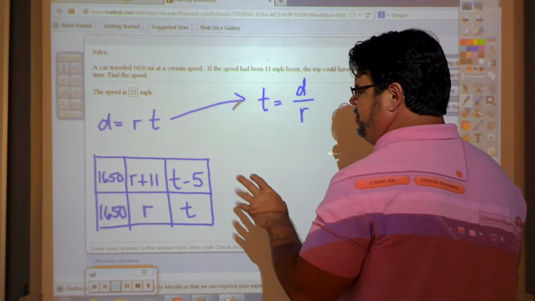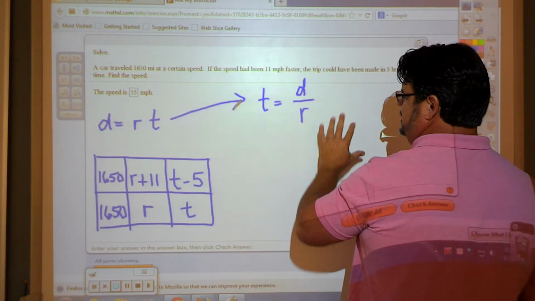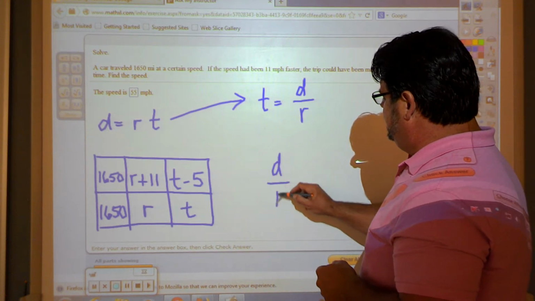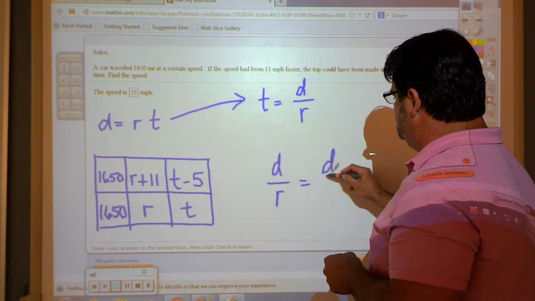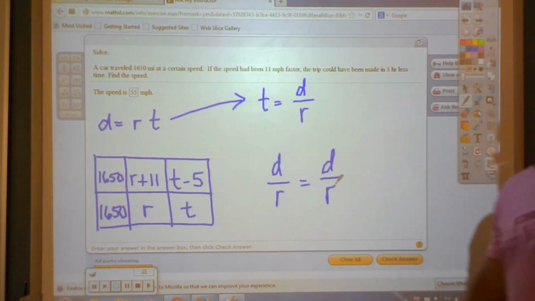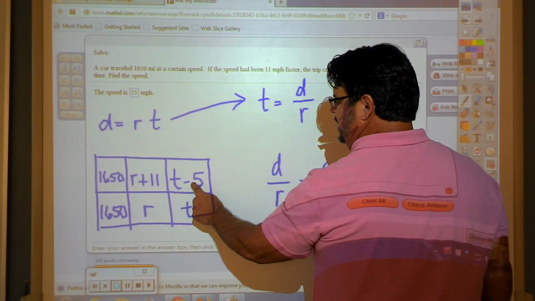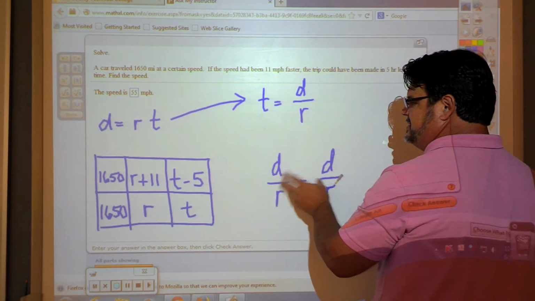So I'm gonna set these two equal to each other. I'll have the distance and rate on this side equal to the distance and rate on this side. But we have one more thing that we've got to remember. This time is what? T minus 5. So one of these has to be a minus 5.